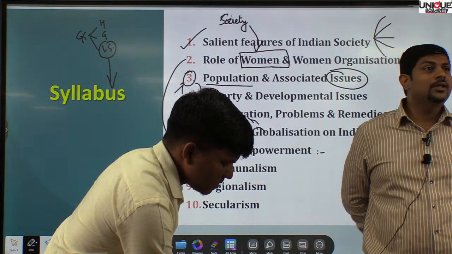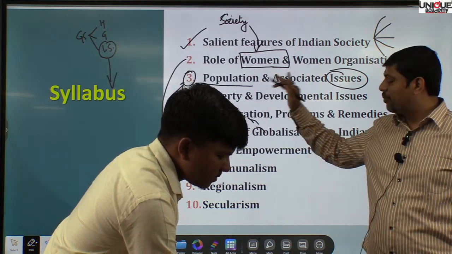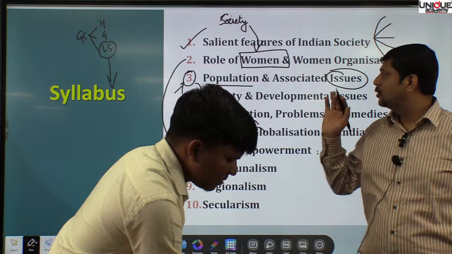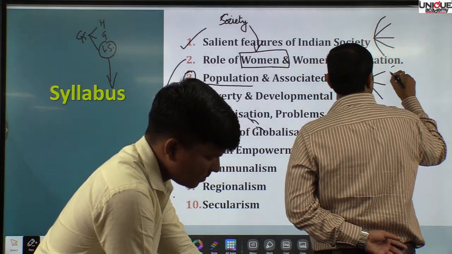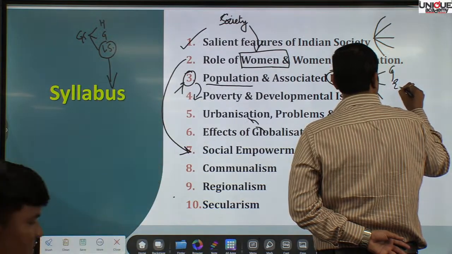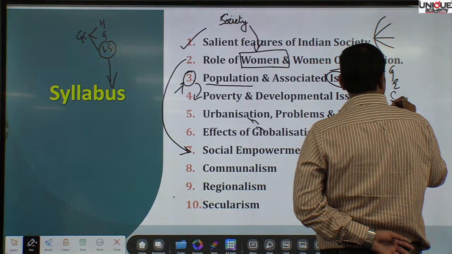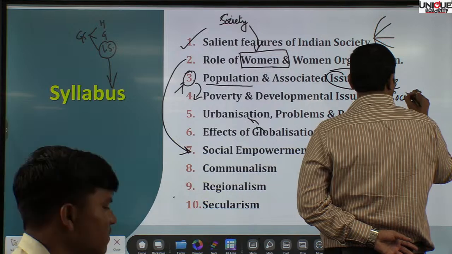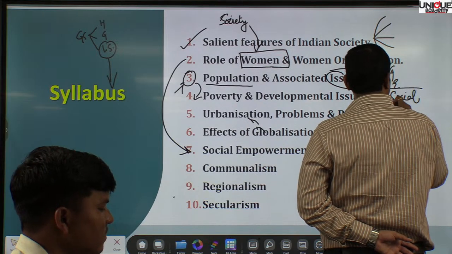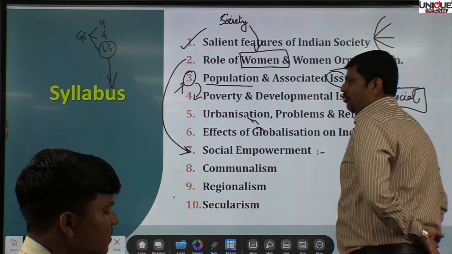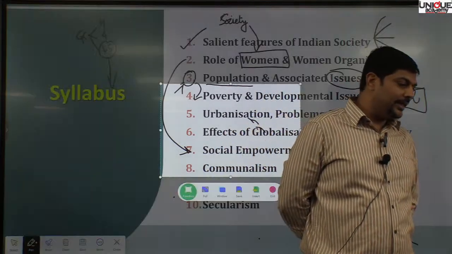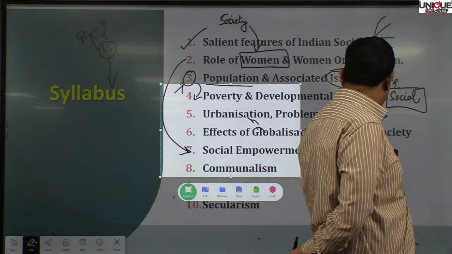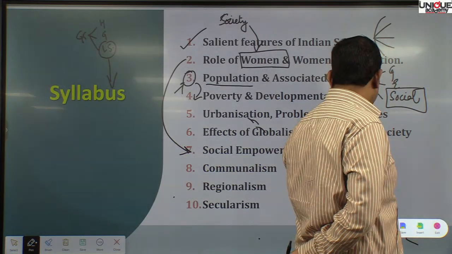That becomes an important task: how population and related associated issues need to be understood, not from a geographical point of view, not from an economic point of view, but from a social point of view, right? So this will be our entry area of focus. Understood?